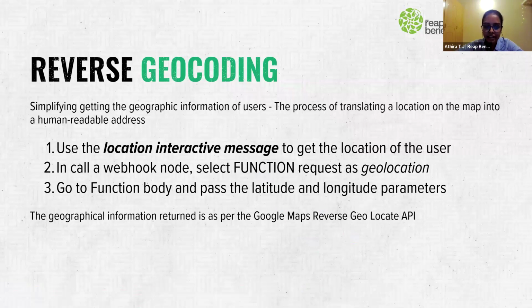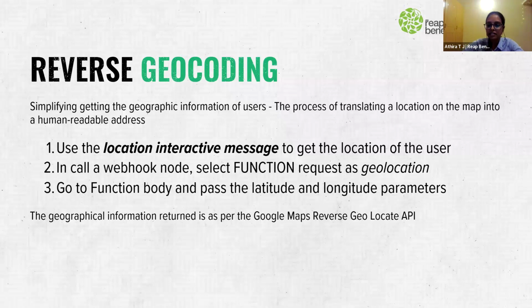Like add an interactive message with location sharing option. Then you can also set up a webhook where you can use a function request and use geolocation as the function parameter, and then share the latitude, set up the latitude and longitude parameters inside the function body, and your geocoding, reverse geolocation is ready.